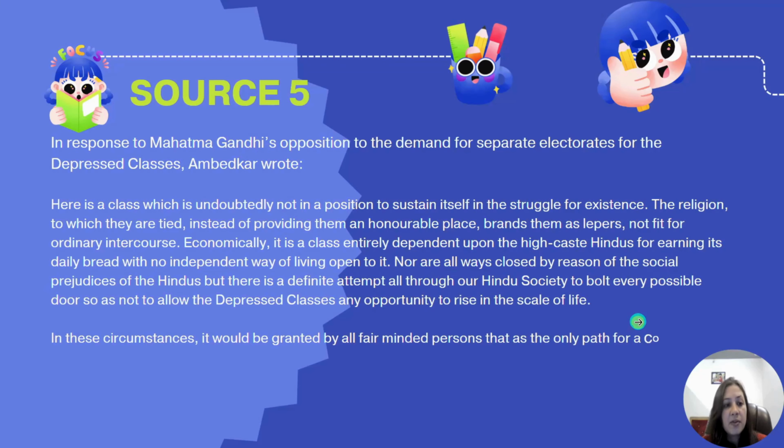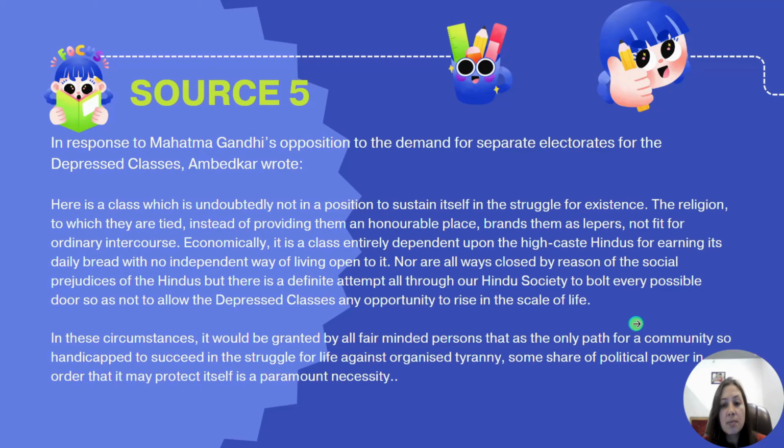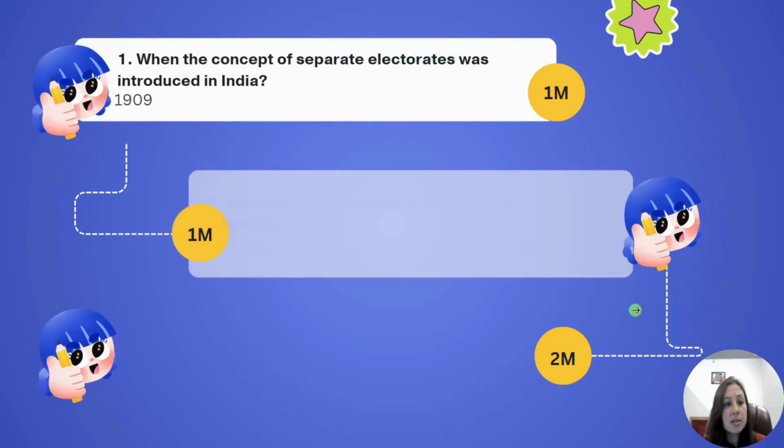Now, source number 5. In response to Mahatma Gandhi's opposition to the demand for separate electorates for depressed classes, this is what Bhimrao Ambedkar has written. Ambedkar organized the Depressed Classes Association for all the Dalits. He used to call untouchables Dalits. So he said that separate electorates are a must for depressed classes. Coming on to the questions.